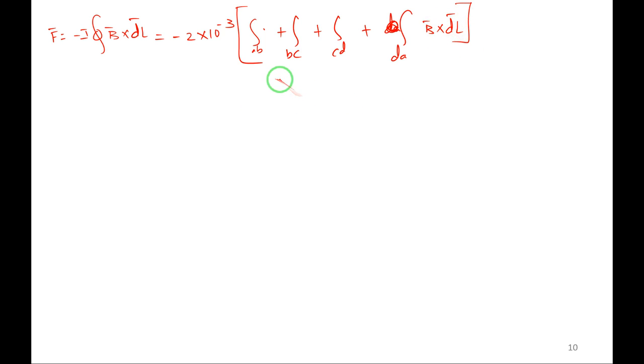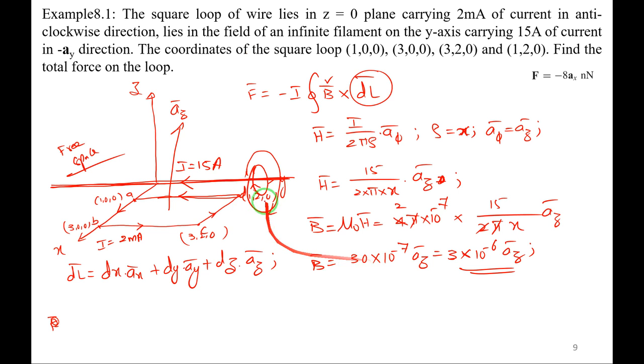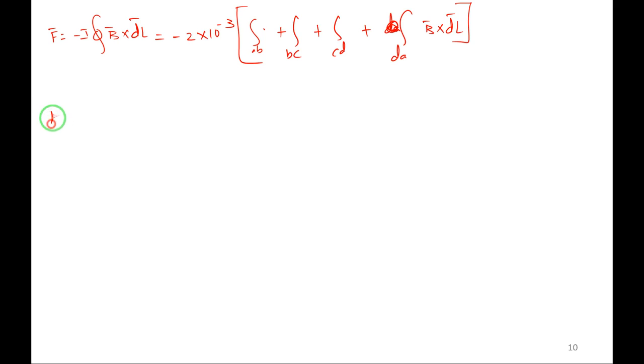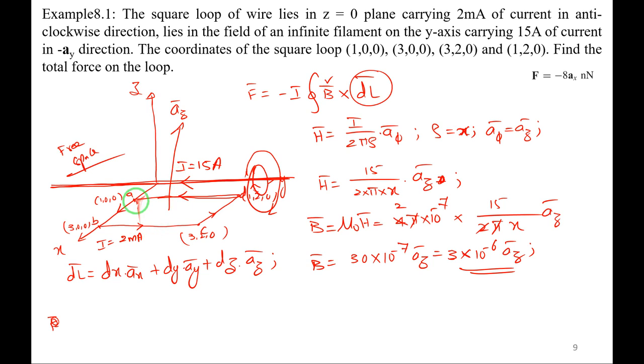Is it fine? So what is the value of x? Because we have, okay, let me write it later. I will not confuse you people. Right, minus 2 into 10 power minus 3, open bracket. Along AB, observe here, what is dl? dl is equal to dx into ax, because there is no dy into ay, dz into az along AB, right? Only x component is present. So dl is nothing but dx into ax.